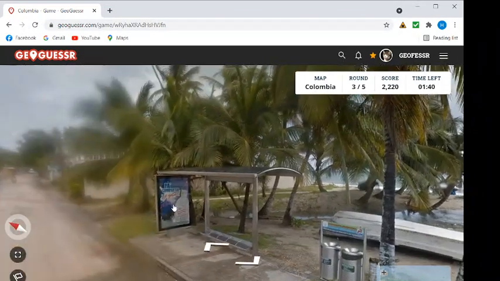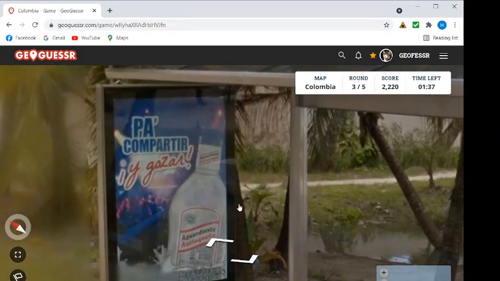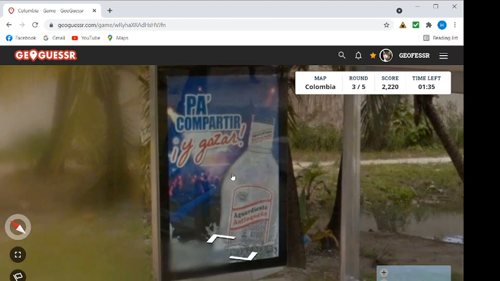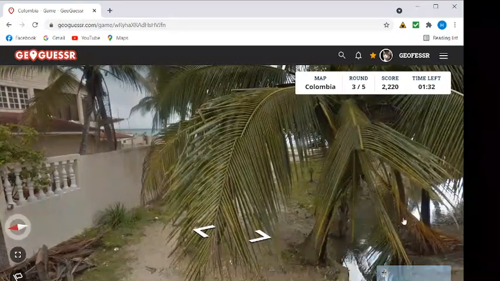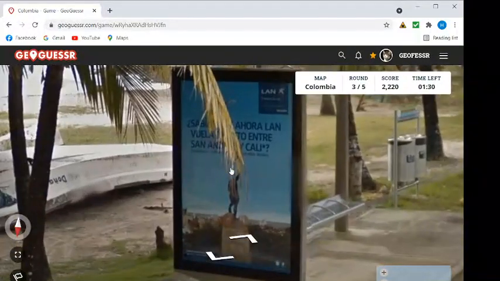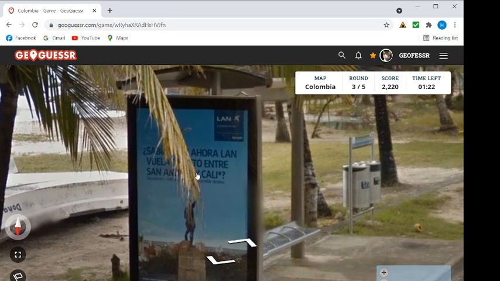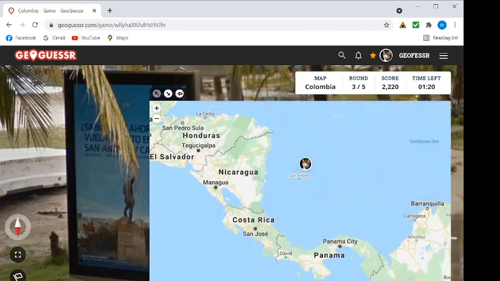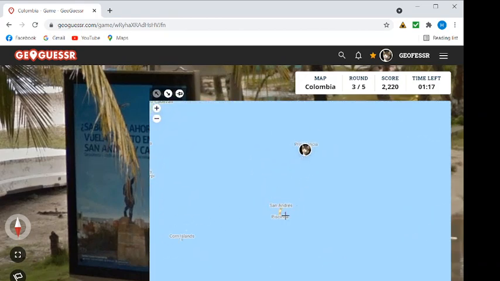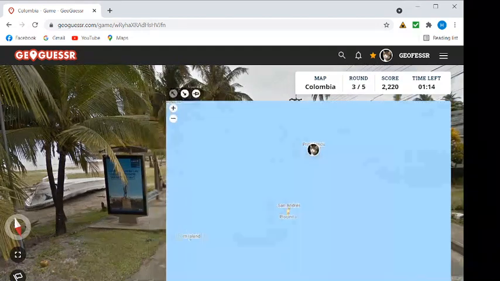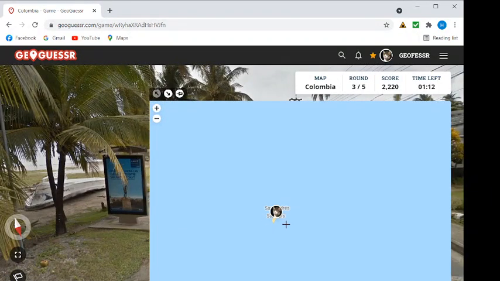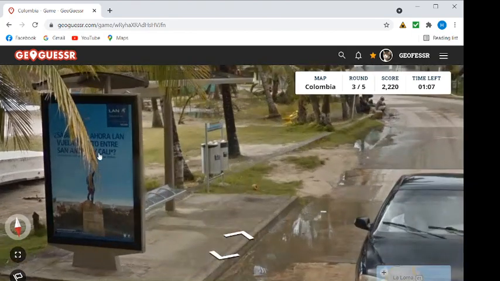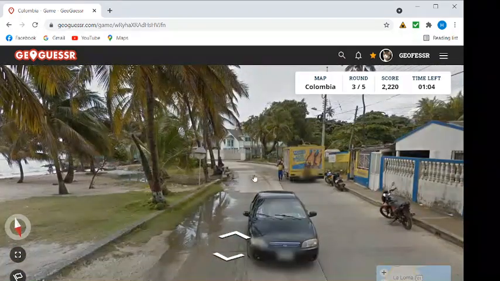Wait, was there English on that sign too? Okay, so the aguardiente ad is in Spanish, but on the other side, entre San Andres y Cali. So this is LAN, I think, is an airline, if I remember correctly. Yeah, so this means that we are in fact in those islands. Mentioning San Andres in the ad makes me think that it's here. It looks like it's advertising a flight to Cali.